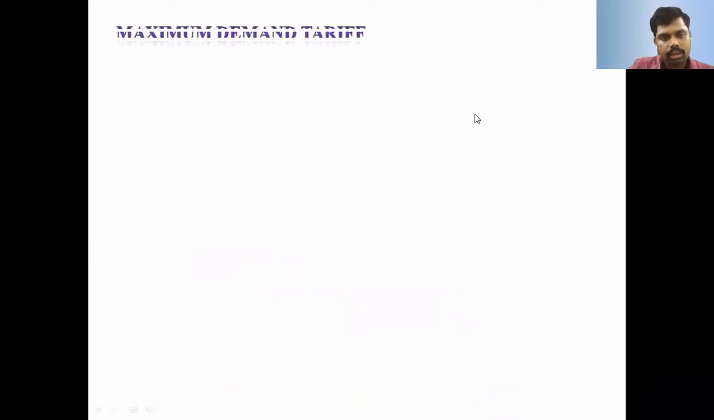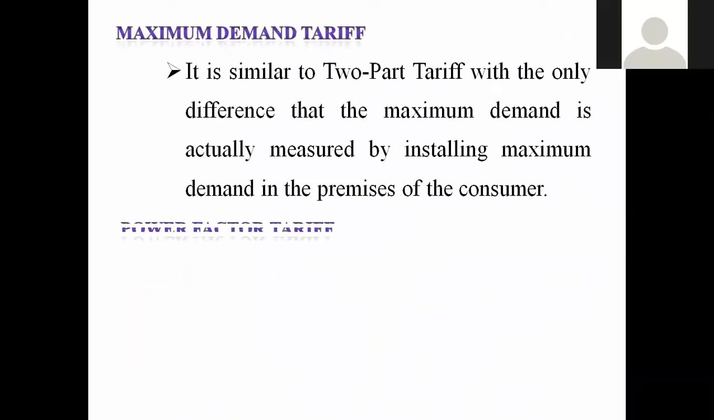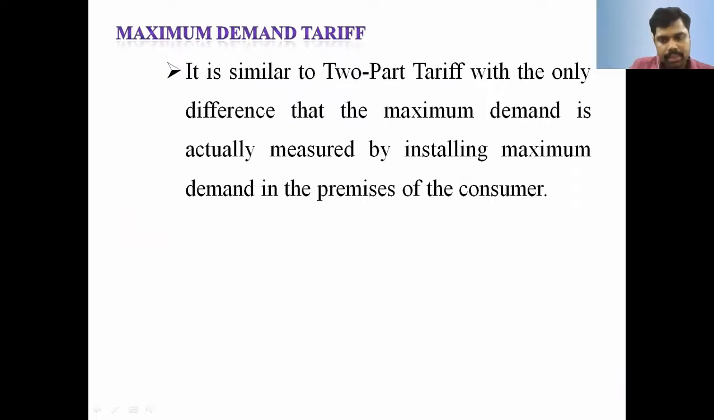And the next one, the maximum demand tariff. In the name itself it is available, that is nothing but the maximum demand tariff. The maximum demand tariff is similar to the two-part tariff. That is, they consider two parameters. One is the maximum demand, and another one is the number of units utilized. What is the drawback in the two-part tariff that is overcome in the maximum demand tariff? If the consumer utilizes the electricity or does not utilize it, they still need to pay the maximum demand amount. That is overcome in the maximum demand tariff.